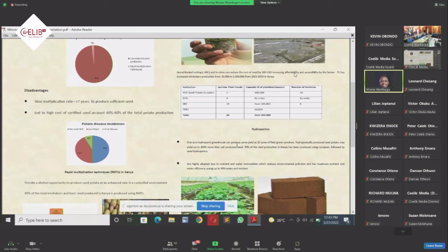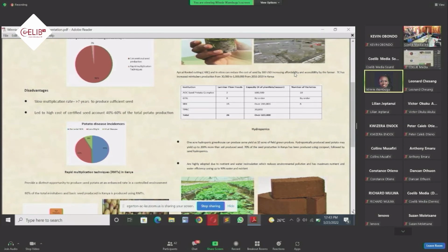However, as we can see, we only have 4 institutions in the whole country producing tissue culture plantlets, and this is a major challenge that is dragging the potato industry. And one of the major reasons is because tissue culture is expensive. It requires high capital investment, labor, and also energy. And also, it requires different sources of nutrients and media formulations, which can be quite expensive.